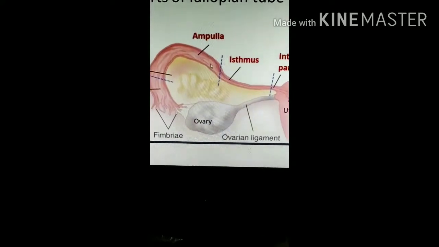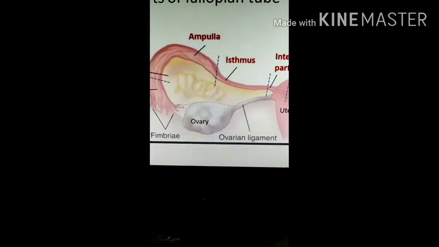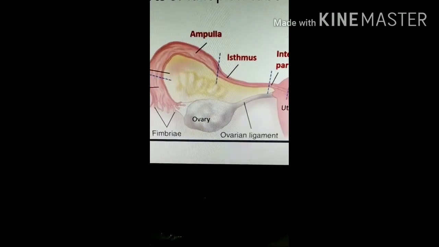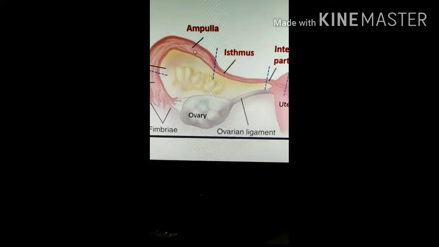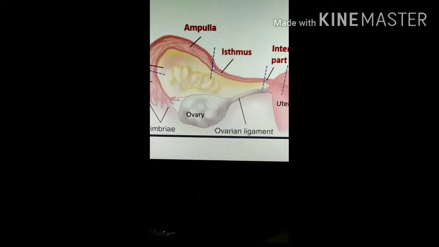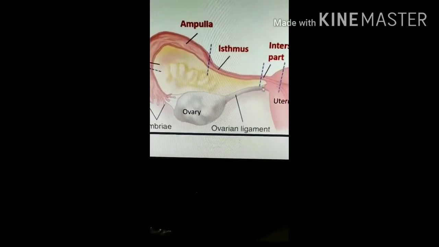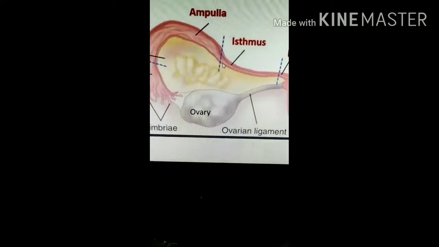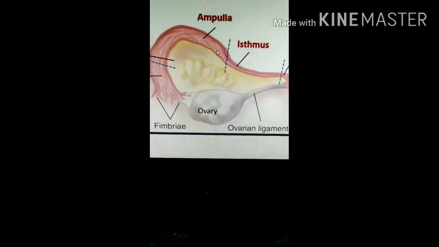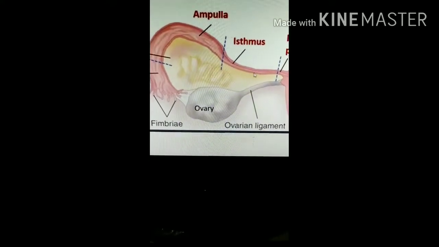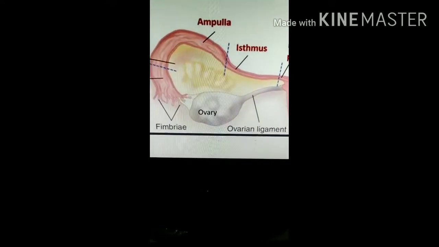Due to the lumen being continuous with the uterine cavity, the formed zygote gradually goes to the uterine cavity. Also there is rhythmical contraction, and also cilia are present on the mucous layer. Their beat is unidirectional towards the uterus.